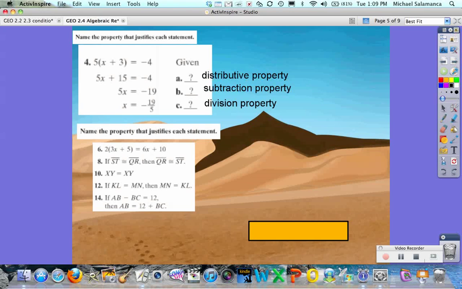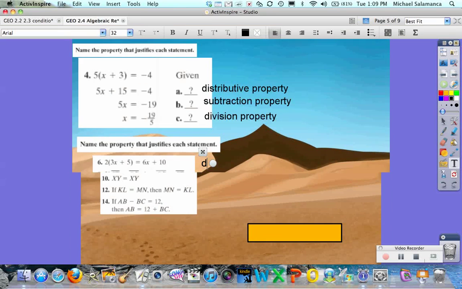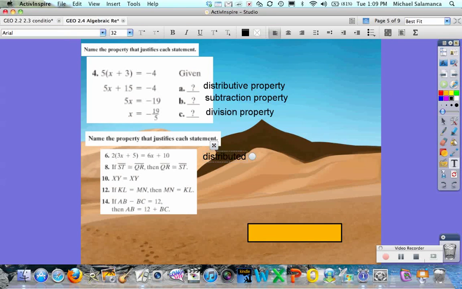So the next set is just to justify the property. In number 6, you see that we distributed. In the next one, number 8, it says that if ST is congruent to QR, then QR is congruent to line segment ST. That's the symmetric property. Number 10, it's XY equals XY, which is a reflection, or the reflexive property.